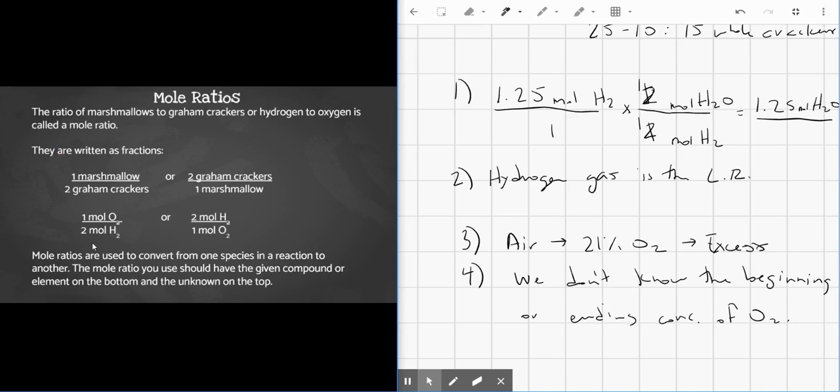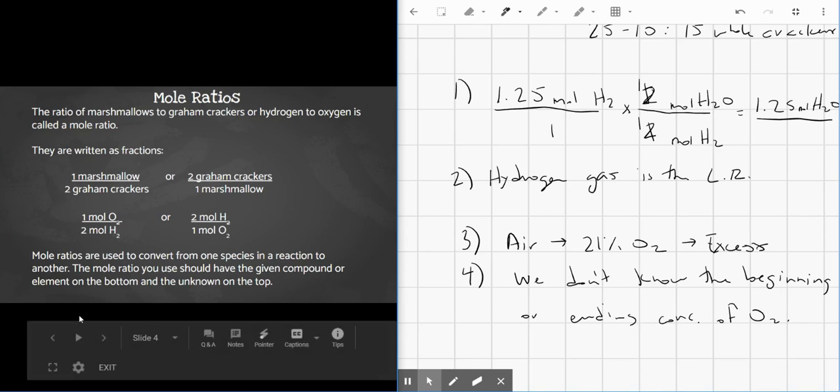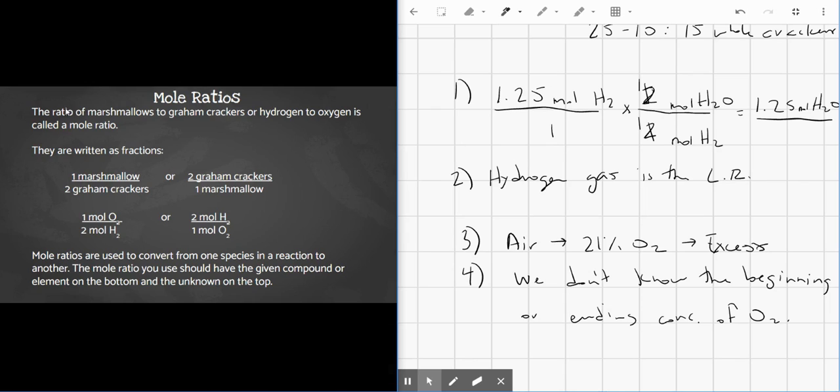All right. Mole ratios. Here's just a summary of mole ratios. So that's what we were using over here. This is our mole ratio. The ratio of marshmallows to graham crackers or hydrogen to oxygen is called a mole ratio. They're written as fractions, and you can have 1 marshmallow over 2 graham crackers, or you can have the inverse of that, 2 graham crackers over 1 marshmallow. Both are ratios, and we're going to choose which one we want to use based on what the given is.